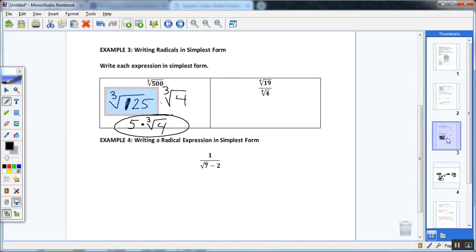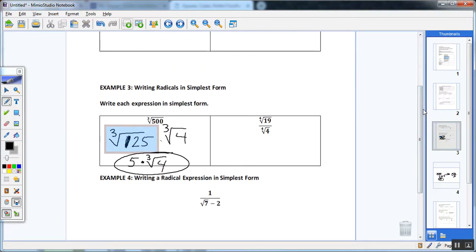All right, next one right here. If you look at this right here, where do I have a radical sign? Well, I have it in the numerator. Is having it in the numerator okay? Yeah. How about down here? Is it okay that it's down there? No. Okay. Well, a couple ways I handle this.